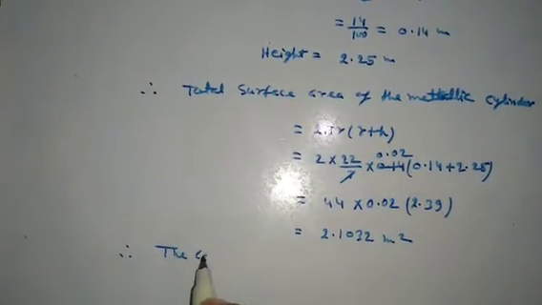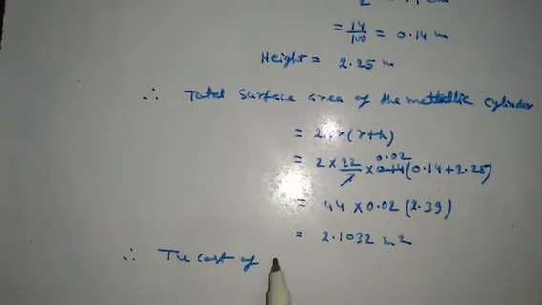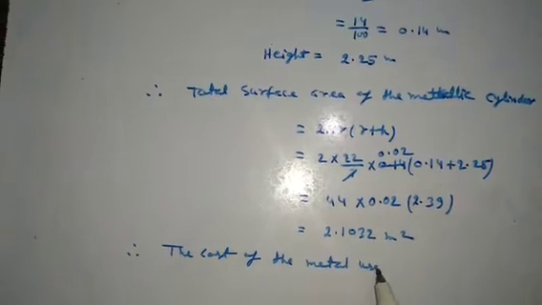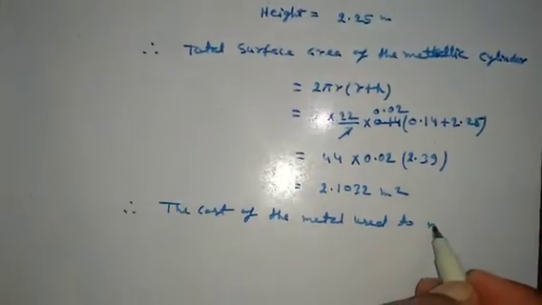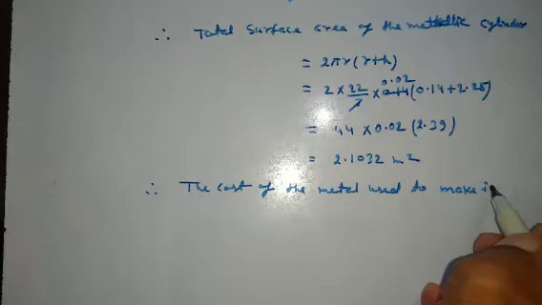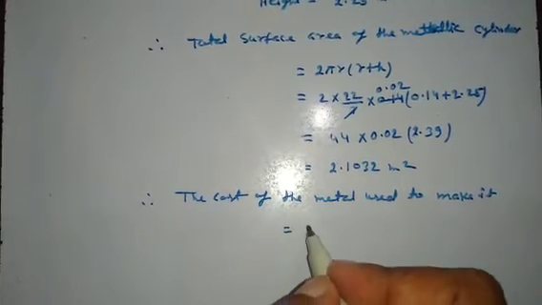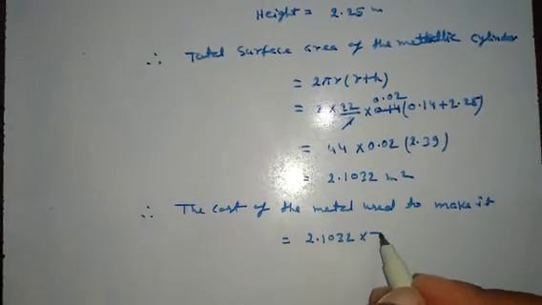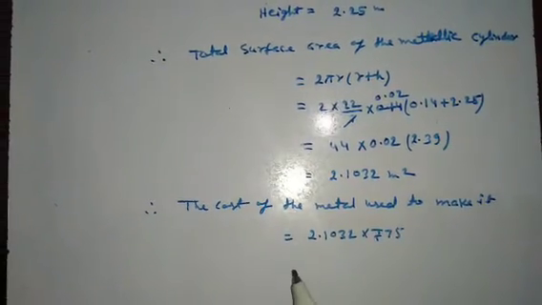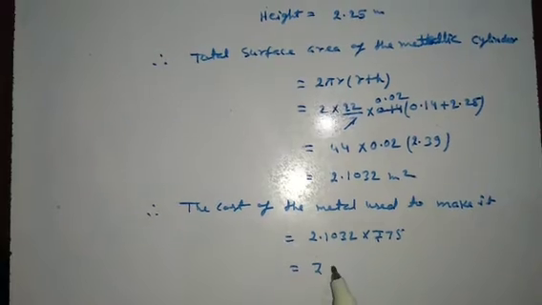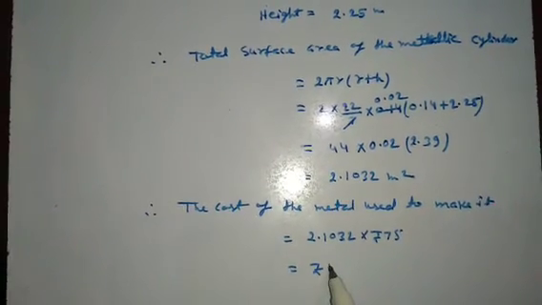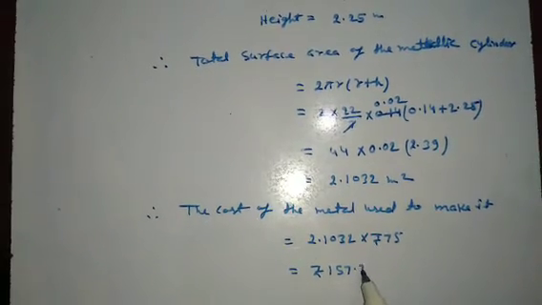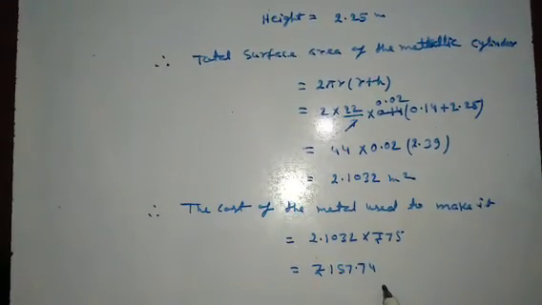So the cost of the metal used to make it equal to 2.1032 into rupees 75 equal to rupees 157.74. This is our answer.